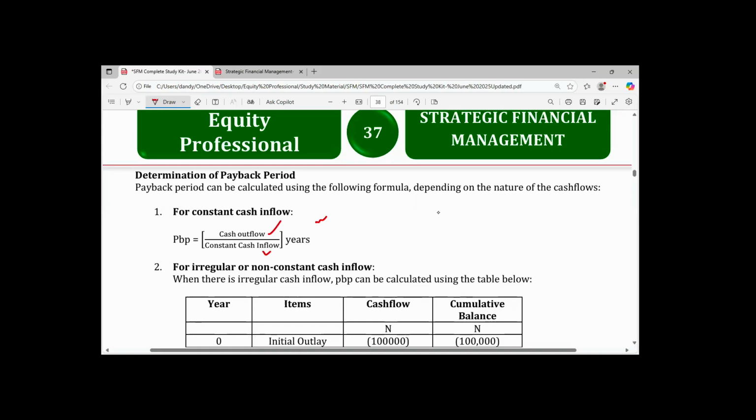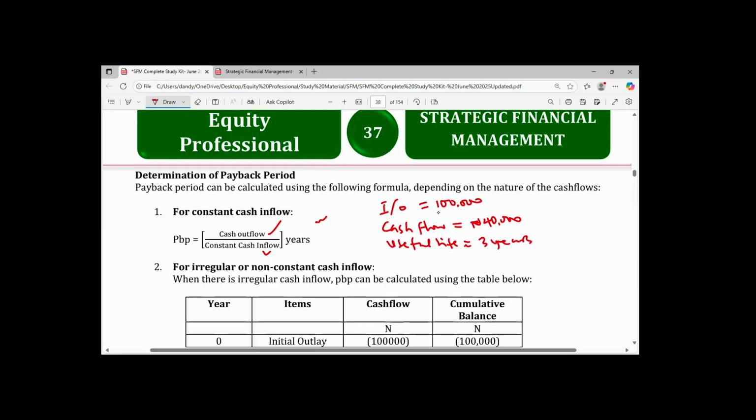Say, for example, you are given a cash flow as follows. Say you have an initial outlay. You are given the initial outlay to be 100,000 naira, right? You are also told that this project will generate annual cash inflows. All right, the project will generate annual cash inflows of, say, 30,000 naira. All right, for simplicity, let's say 40,000 naira, and this project will last for the next 3 years. So the useful life of the project is 3 years.